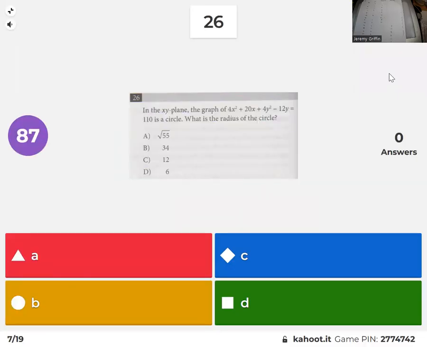In the XY plane, we got that graph: 4x squared plus 20x plus 4y squared minus 12y equals 110. That does represent a circle. What is the radius of that circle?